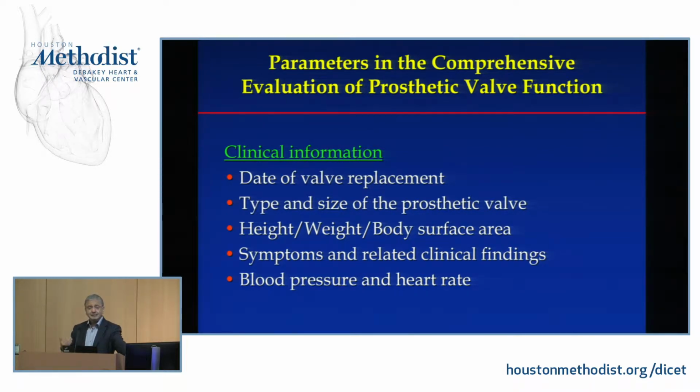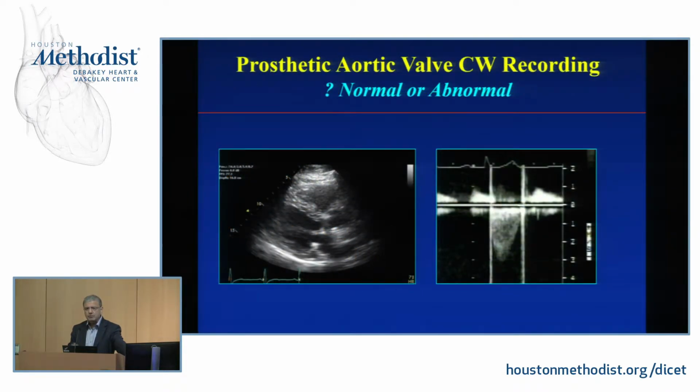You start thinking about prosthetic mismatch of a gradient if the velocity and the gradient are high to start with, and then you have to think of how large is this body surface area for the height of that individual. What's the BMI like? Symptoms, blood pressure and heart rate, very important. So let's go through some of these valves.